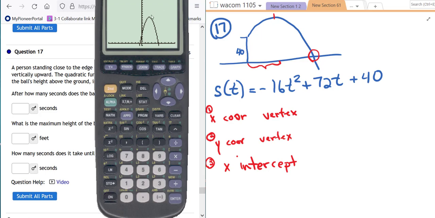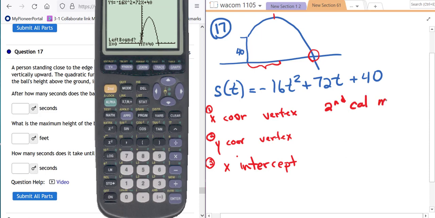Okay, and so now we can get the vertex off of there. We're not able to do it just by looking, so we want to find the max. So we're going to do second calc maximum, and you do left bound, right bound, and guess again. All right, and a left bound, I would move it a little bit closer than that. That's good enough. And click enter.